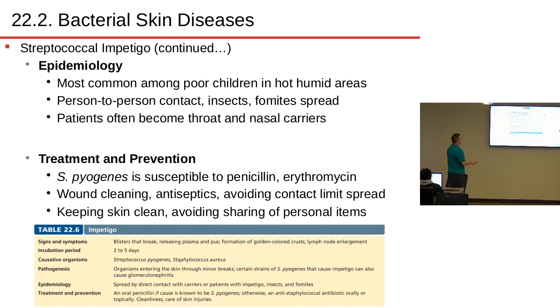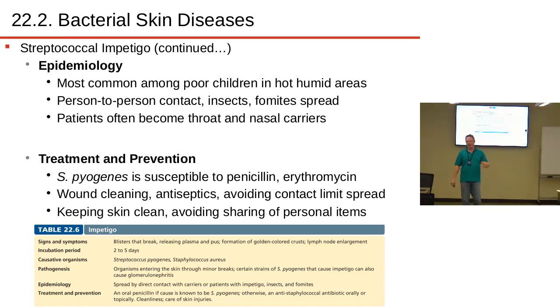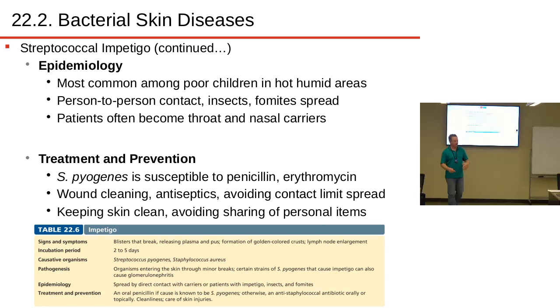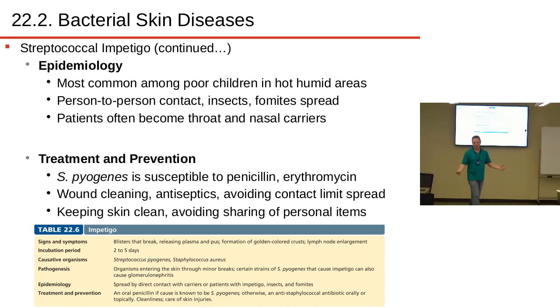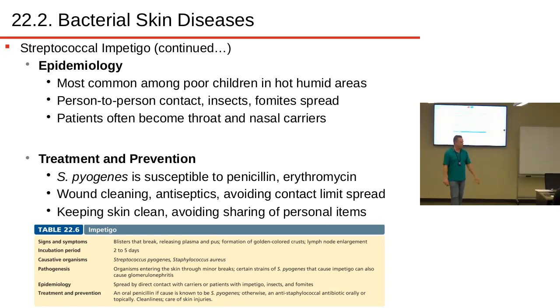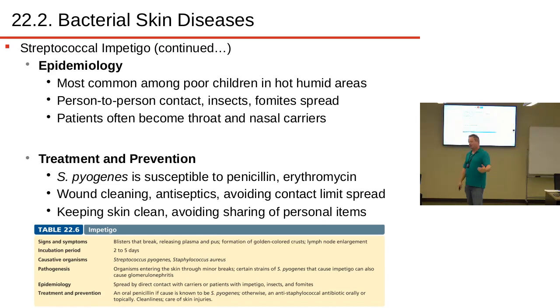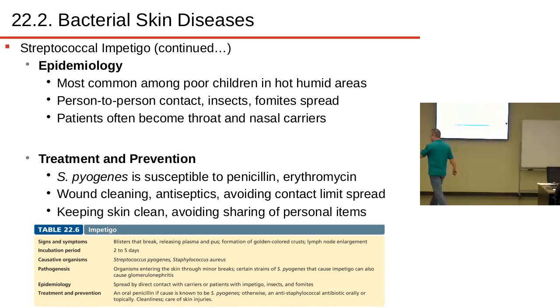So epidemiology: most common among poor children. Again, when we use that term poor, we're really talking about socioeconomic environments. Are they living in squalor? Are they living in a non-hygienic home, one with maybe lots of trash? We're not necessarily saying they're barely making it or working paycheck to paycheck. That's not what we're talking about here. We're talking about children that truly are, as Shan pointed out, indigent.